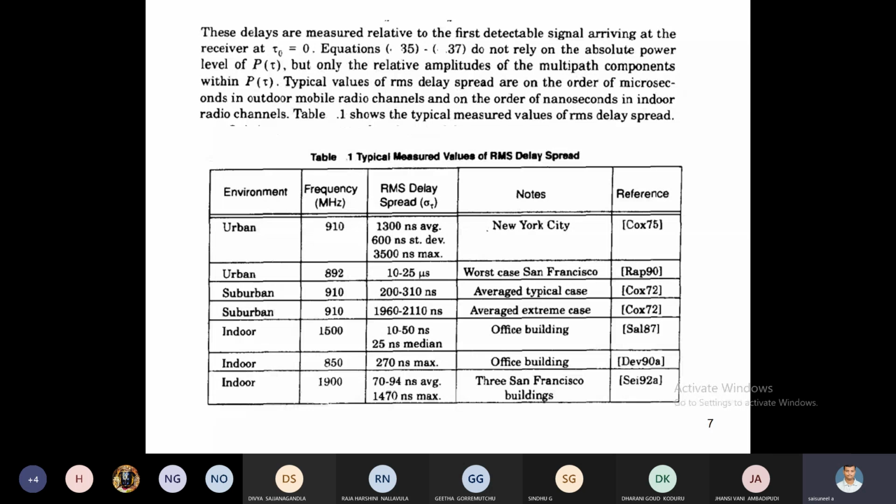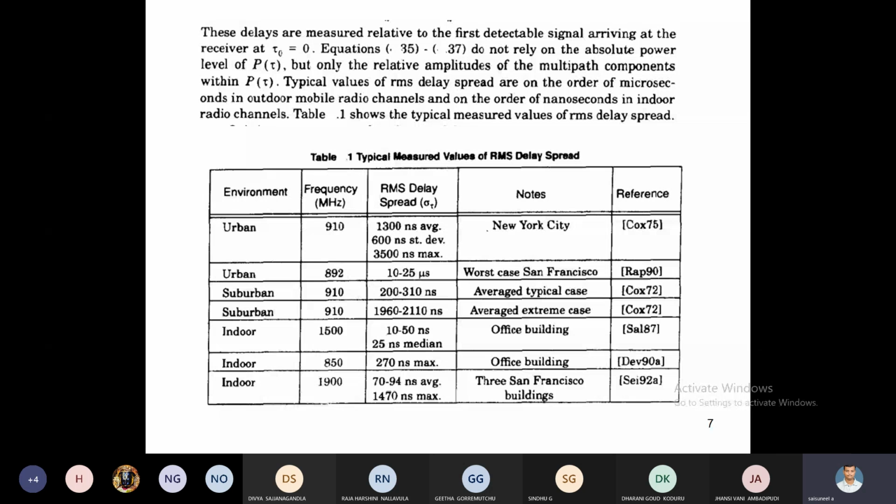How much RMS delay spread are we getting? For an urban area, it is 1300 nanoseconds on average. For another urban area, 10 to 25 microseconds is the average. Whenever the frequency is less, the delay spread increases. Check both. For 1900 megahertz, we are getting nanoseconds. For 892 megahertz, we are getting microseconds. Likewise, for suburban areas and indoor environments, for different cities and different buildings, they were calculated. Finally, typical measured values for RMS delay spread are given.